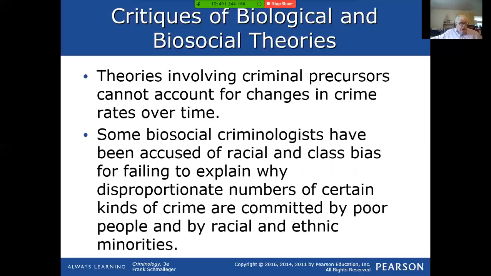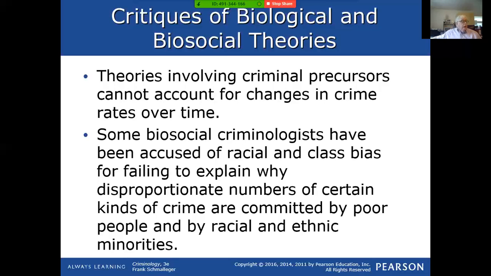Also not accounting for changes in crime rates over time, because the issues may still exist, but for some reason the crime rates are going up and down. So what was it? Now, when we look at social issues, when there's a crime drop, every mayor, every police chief around the country likes to say, well, this is what we did and this is why it happened.